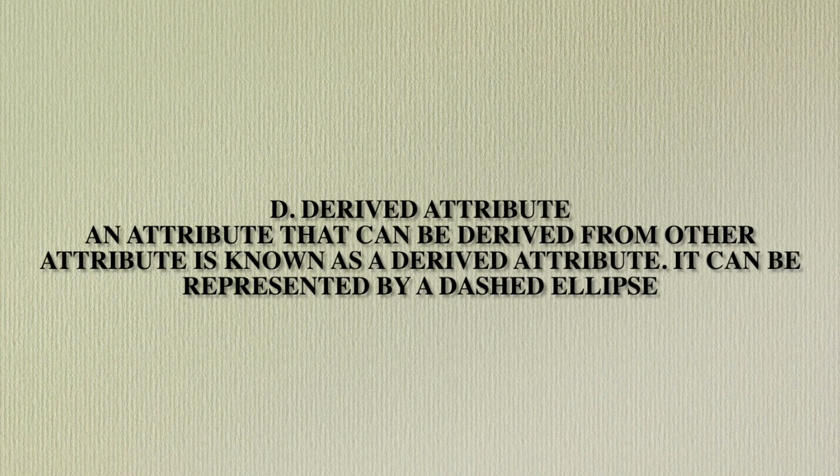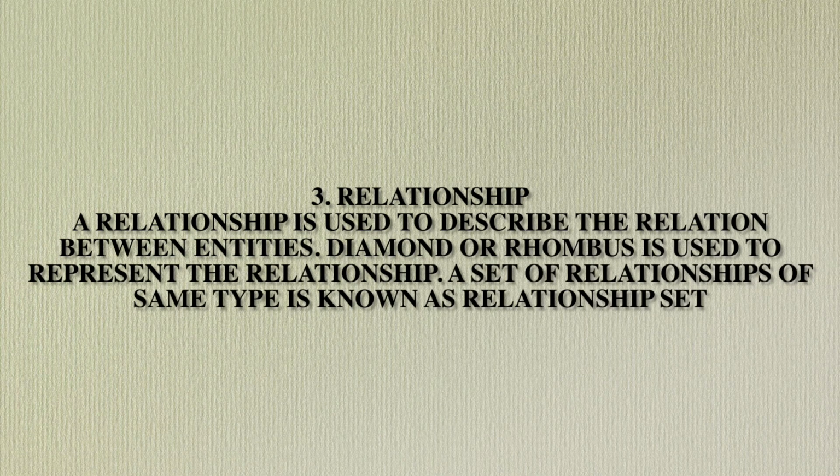D. Derived attribute. An attribute that can be derived from other attributes is known as a derived attribute. It can be represented by a dashed ellipse. 3. Relationship. A relationship is used to describe the relation between entities. A diamond or rhombus is used to represent the relationship. A set of relationships of the same type is known as a relationship set.